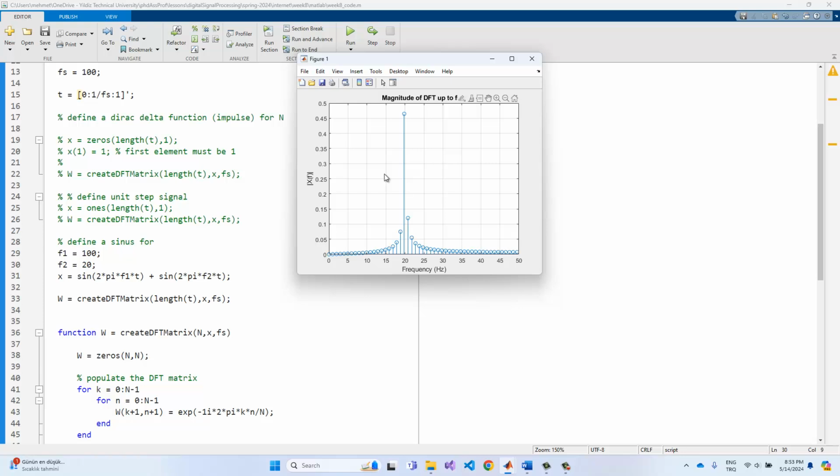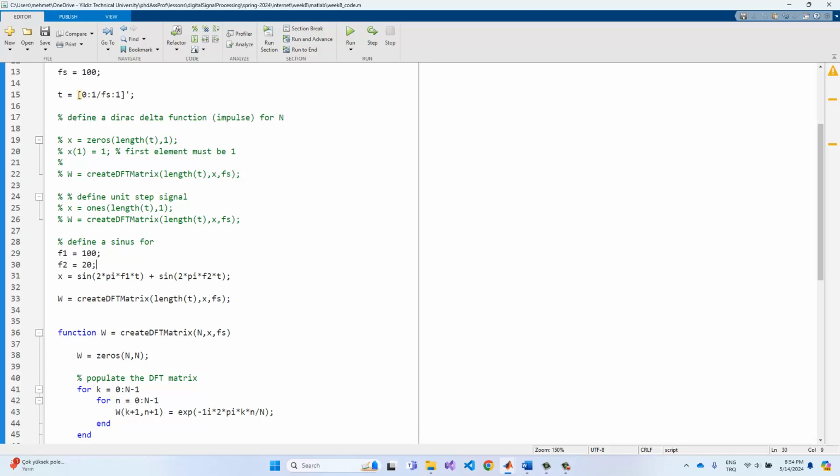But why? The reason is simple. We cannot take only the values up to the Nyquist criterion, fs divided by 2, which means that we can only take the 50 Hertz frequency values here, not the 100 one. We cannot observe this signal here. Okay, this is the first example of the signals here.